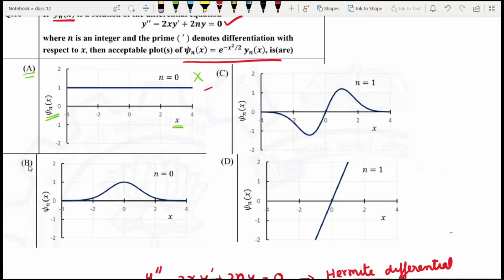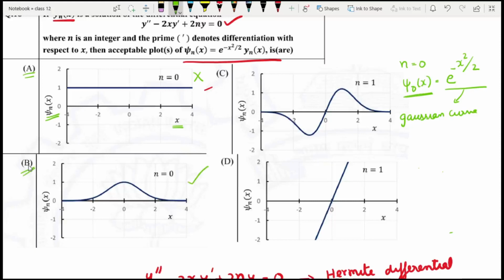For n is equal to 0, we know the function psi 0 of x is equal to e power minus x square divided by 2. E power minus x square by 2 gives rise to a Gaussian curve. So psi 0 of x must be a Gaussian curve. If you see option B, here you are getting a Gaussian curve. So this is a correct option.